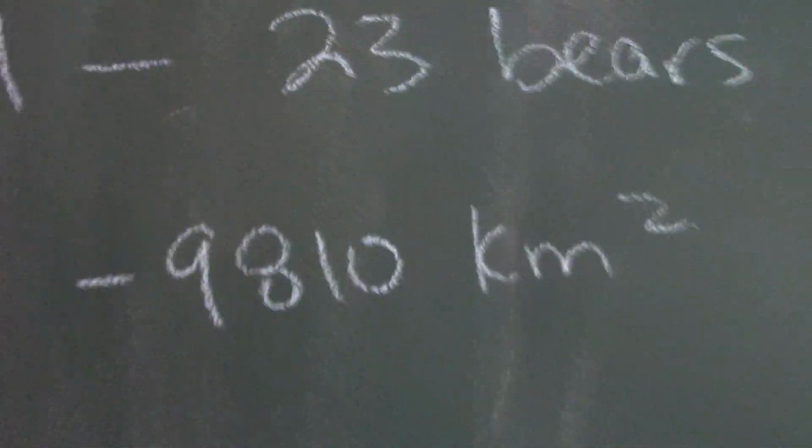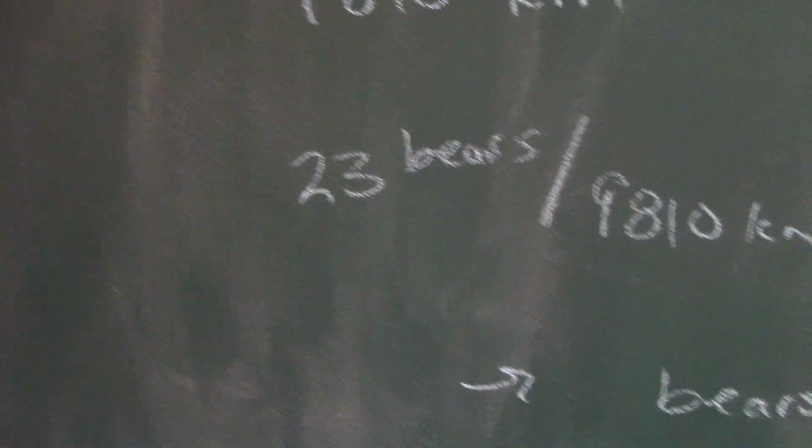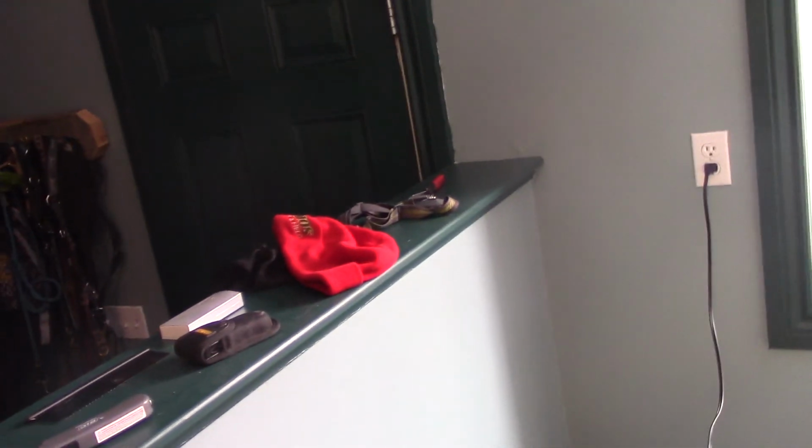If we look at this question, in 2001 there were 23 bears, and the area is 9,810 square kilometers. Again, it's an easy question. We find the density: 23 bears per 9,810 square kilometers, and then we'll get bears per square kilometer. When we solve for that, you're going to get about 0.0023 bears per square kilometer.